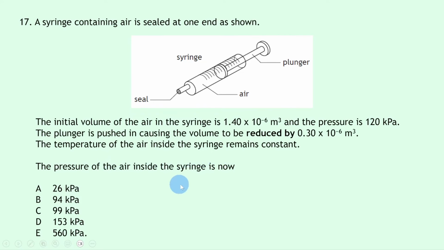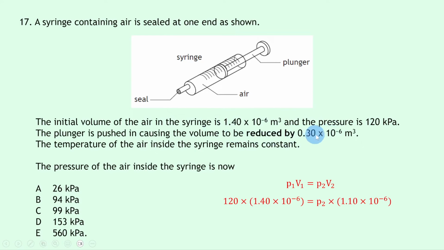The pressure of the air inside the syringe is now, so notice we're given those words in bold, reduced by, and since we've got volumes and pressures here and we're told that temperature remains constant, then we should be thinking about Boyle's law, which is the pressure and volume law. So remember our equation for the pressure volume law is P1V1 equals P2V2. Substituting in the numbers gives 120, where we're keeping the pressure in kilopascals, times 1.40 times 10 to the minus 6, that was the first volume, is equal to P2, the final pressure, times 1.10 times 10 to the minus 6. And that's our second volume, where we were told that the volume had been reduced by this amount.